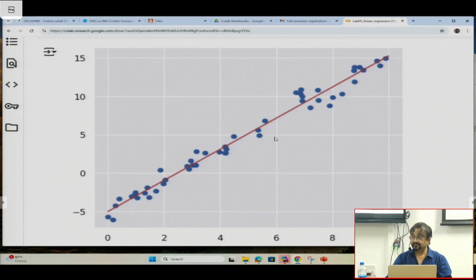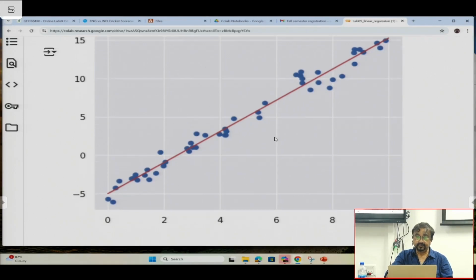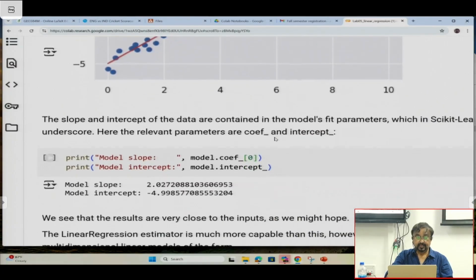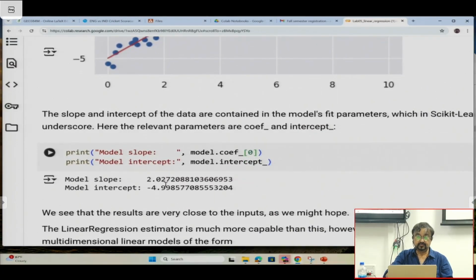So this is very simple, straightforward, using L2 norm. You also want to print what values of A and B we got, and it gives you 2.02 and minus 4.99, and what we had is actually 2 and minus 5, right? So this is a pretty good answer given the noise in the data.